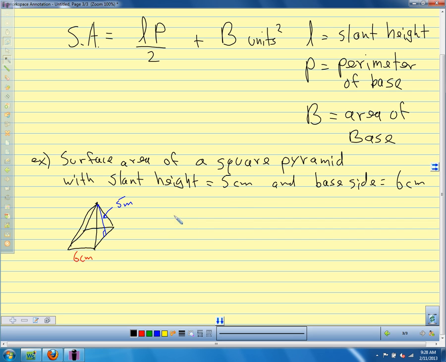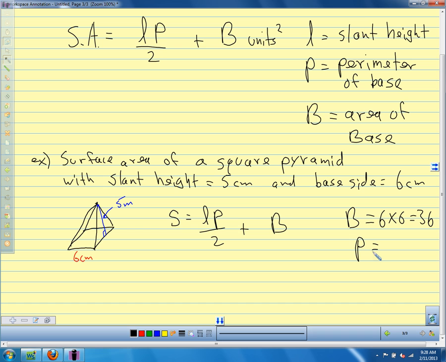Our surface area formula is LP divided by 2 plus B. We need a little bit more information. Let's find the area of our base. How do we find the area of our base? 6 times 6. The base is a square, so the area of the base is 6 times 6, and I get 36.